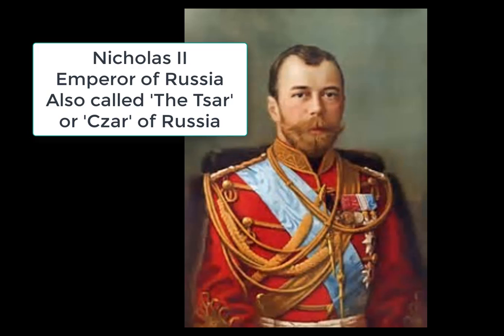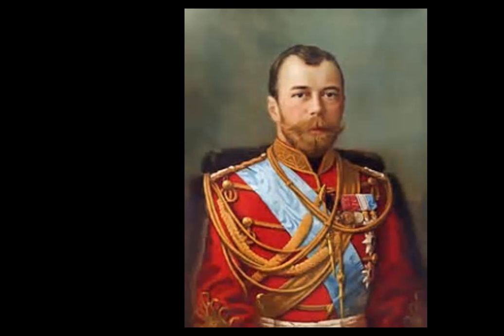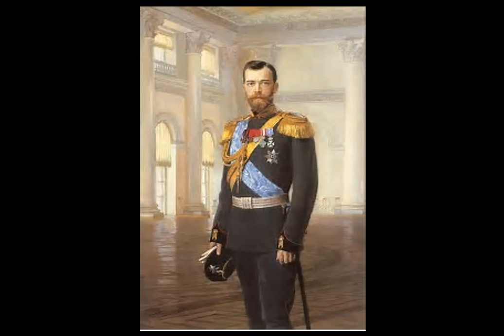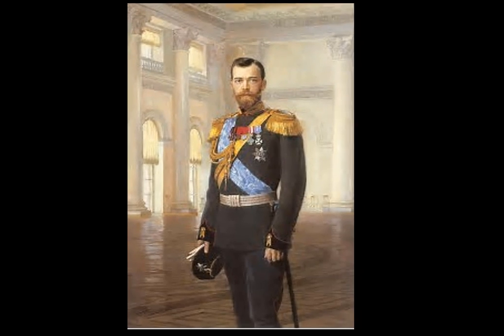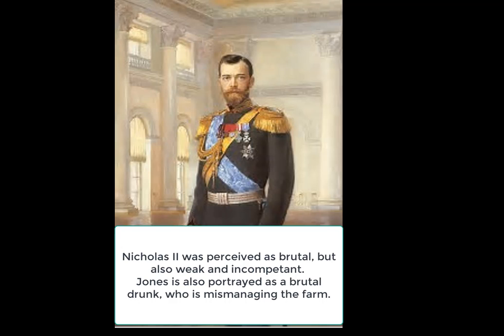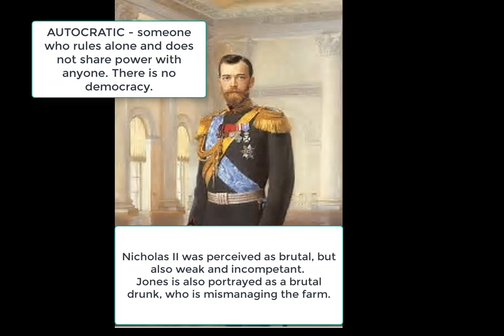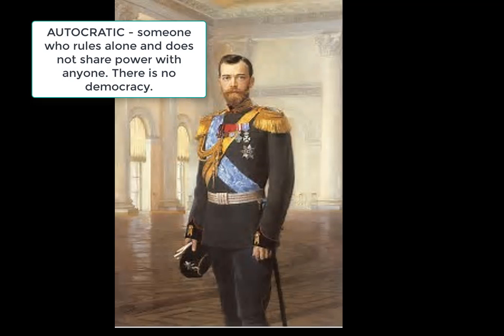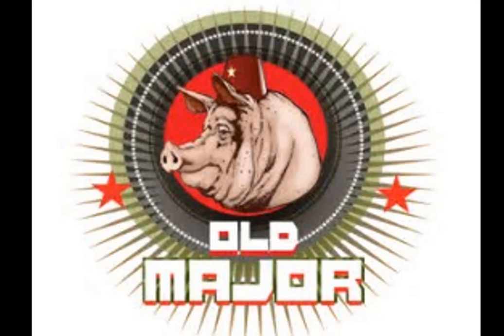Nicholas II was just like Mr. Jones, quite a decadent, out-of-touch leader of Russia. He was widely seen as being weak and incompetent. He was also involved in some fairly brutal and unsavoury actions, earning him the nickname of Nicholas the Bloody. So you could describe him as autocratic, much as Mr. Jones was.